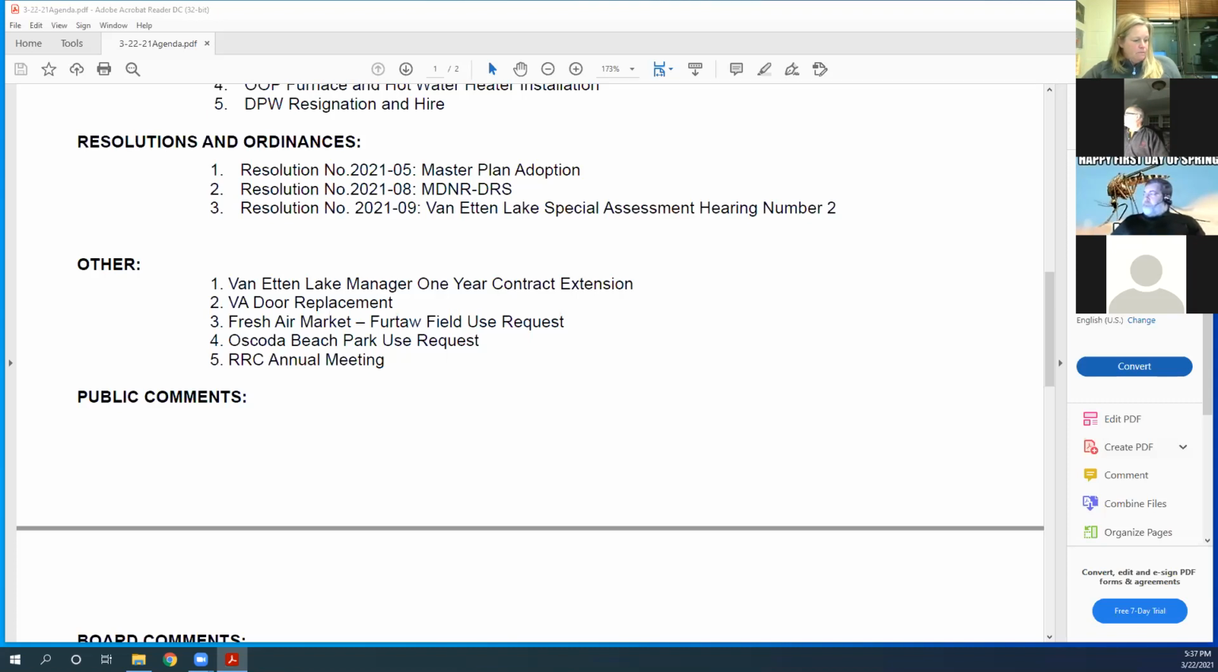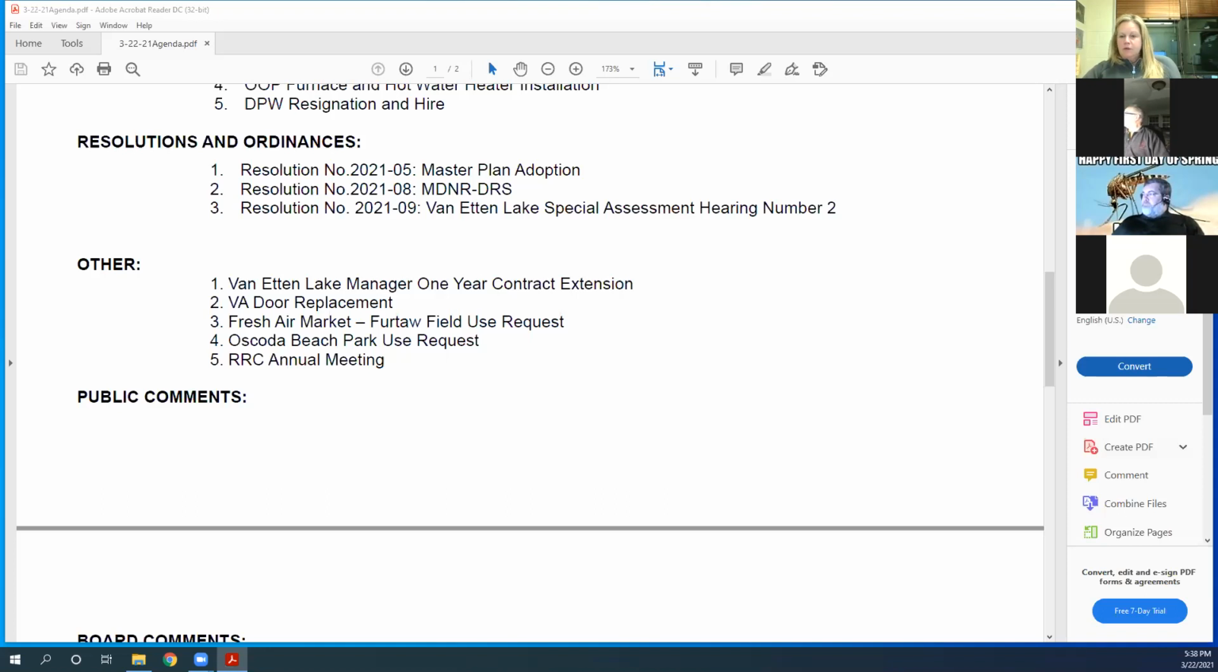So you have in your packet the information regarding its replacement. The total cost of replacement is $2,345. I'd ask that we approve that expenditure to hire Frank's Key and Lock Shop Incorporated to perform that work.